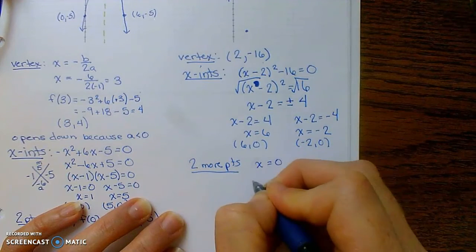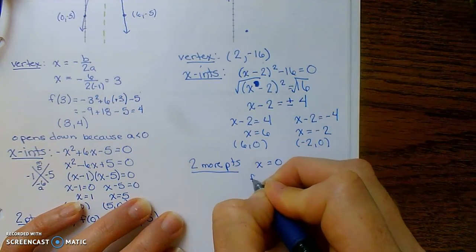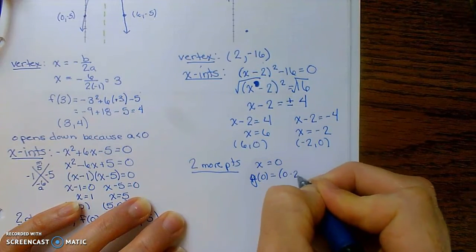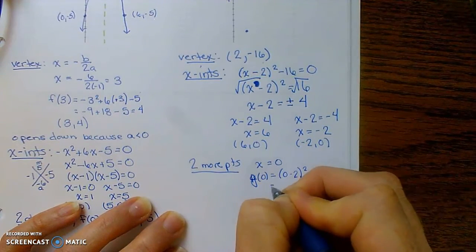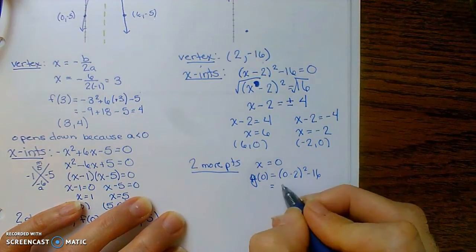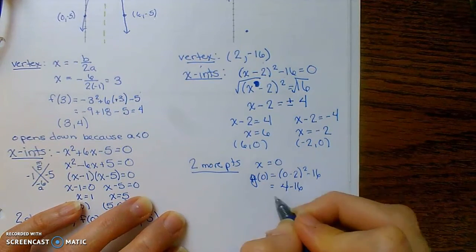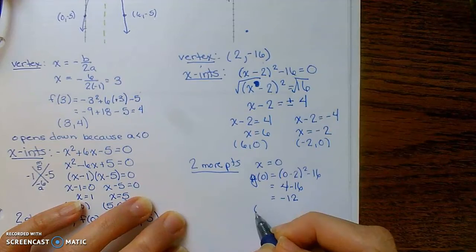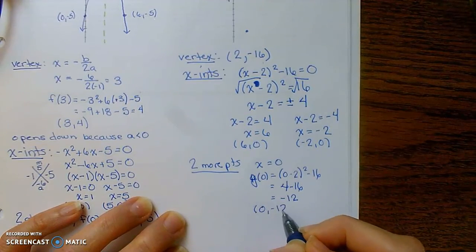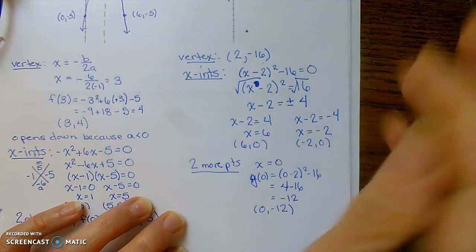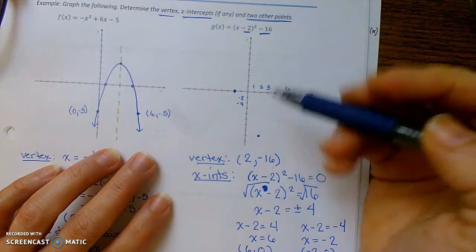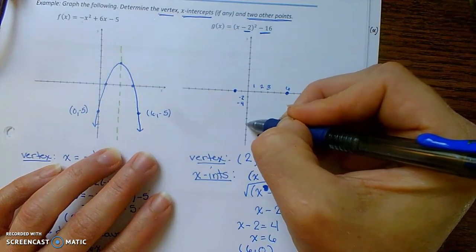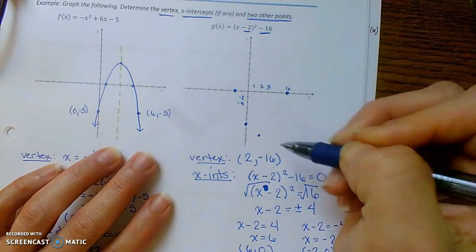When x is 0, you get g of 0 equals 0 minus 2 squared minus 16. So that'll be negative 2 squared, which is 4 minus 16, or a negative 12. So I got 0 comma negative 12. That's the y-intercept, right? Let's go ahead and plot that, remembering that I have a different scale here. So it's 0, 2, 4, 6, 8, 10, 12, which should make sense.